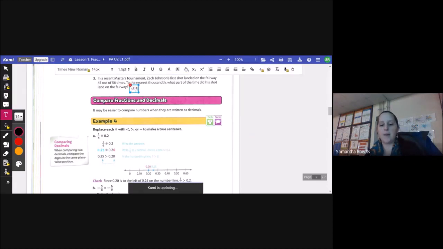So 45 divided by 56 equals 0.80357, and it keeps going, okay? But I was asked for the thousandths place. So this is the tenths, hundredths, thousandths. So I'm going to look at the 3, and I'm going to look at the number right next to the 3, which is a 5. The 5 tells me to round up. So when I'm rounding, I get 0.804.